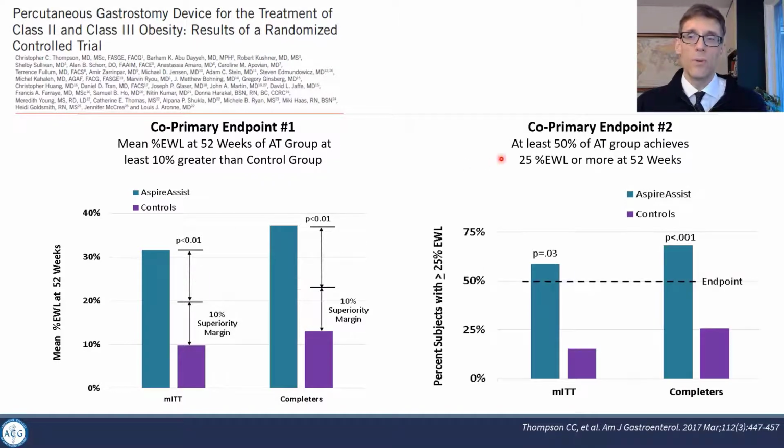Then the other endpoint was response rate, which they wanted at least 50% of the treatment group to have at least 25% excess weight loss. And again, this was met as well, with over 50% meeting that in the treatment group, and the control group falling far short. So this did meet both endpoints and was FDA approved, and it's commercially available.